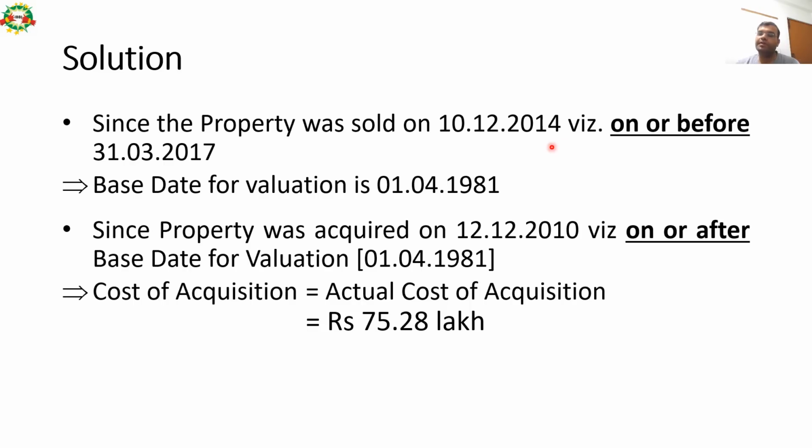So first we have to check the date of sale of the property. It is given in the question that the property was sold on 10 December 14, that is on or before 31st March 17. Thus the base date for valuation is 1st April 81. Now we have to see whether the property was acquired before the base date or after the base date. Here the property was acquired on 12 December 10, which is on or after the base date 1st April 81. Thus cost of acquisition is equal to the actual cost of acquisition, which is given in the question, 75.28.